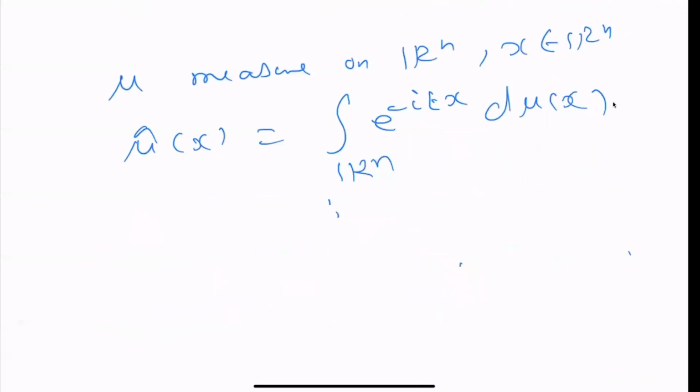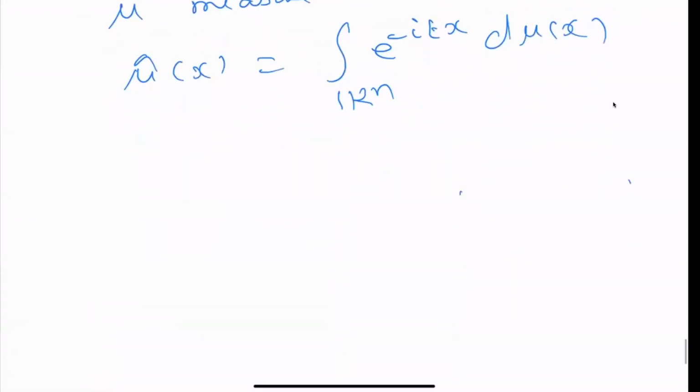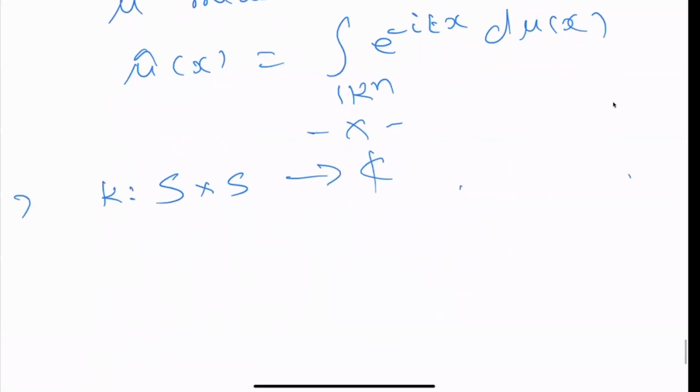So positive definite. Okay, a function. Usually positive definite is, if you have a set, this is a different thing. If k is a function from S cross S to C, maybe I will add it as a definition. Definition: k is positive definite.